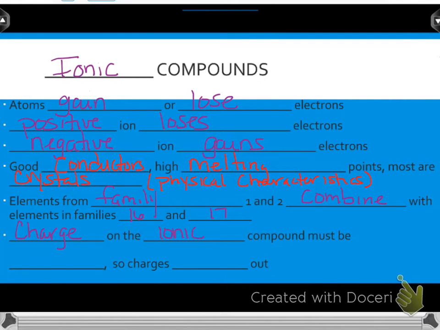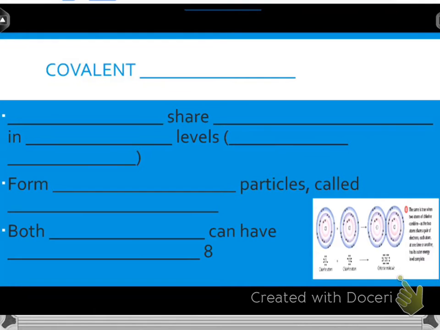Charge on the ionic compound must be 0, so they cancel each other out. I think I left the word off of your paper, so add that on there. Alright, and then covalent bonds. If you remember when we took our last notes, ionic compounds are most often one metal and one nonmetal, and covalent compounds are most often 2 nonmetals.